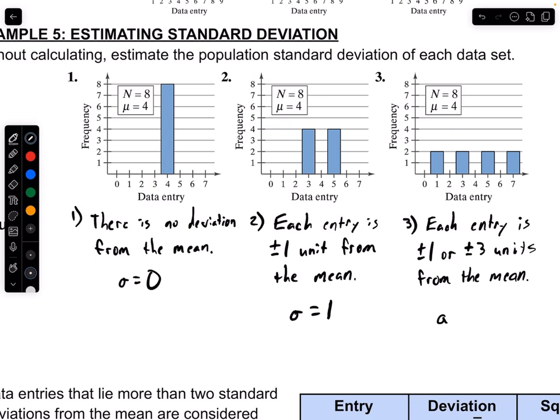Since they're all plus or minus 1 or plus or minus 3, we can't just say everything is a standard deviation of 1 because some of it's 3, and we can't say that's 3 because some of it's 1. So we can say that the standard deviation is going to be approximately 2. If you were to actually calculate this, it would turn out to be 2.2, and the reason for that is data further from the mean is going to have more of an impact on the standard deviation. But the idea is that we're just trying to estimate here. So saying that it's approximately 2 is good enough for our purposes.